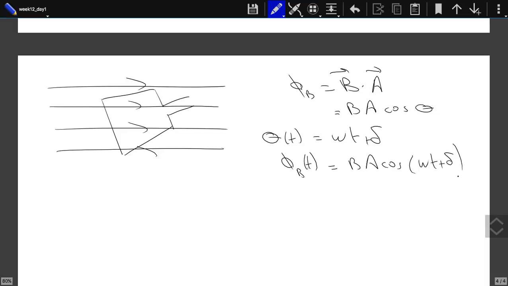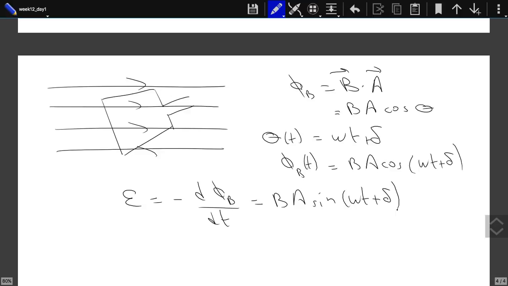Now we know Faraday's law. It says that the EMF induced by this changing flux should be minus d phi B by dt. This will be B times A times omega times sine omega t plus delta. So just take a wire, rotate it in a magnetic field, and then you have this AC EMF source. It will be constantly changing in time, and this omega is how fast it rotates. So you can easily create an AC generator.